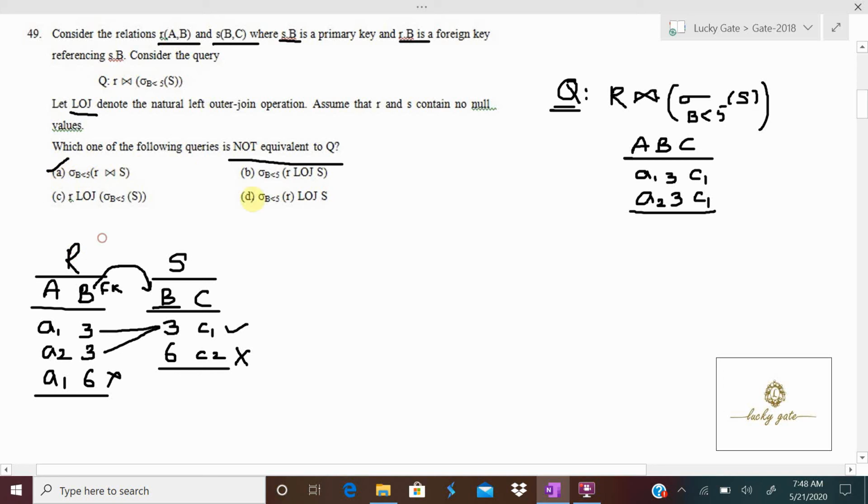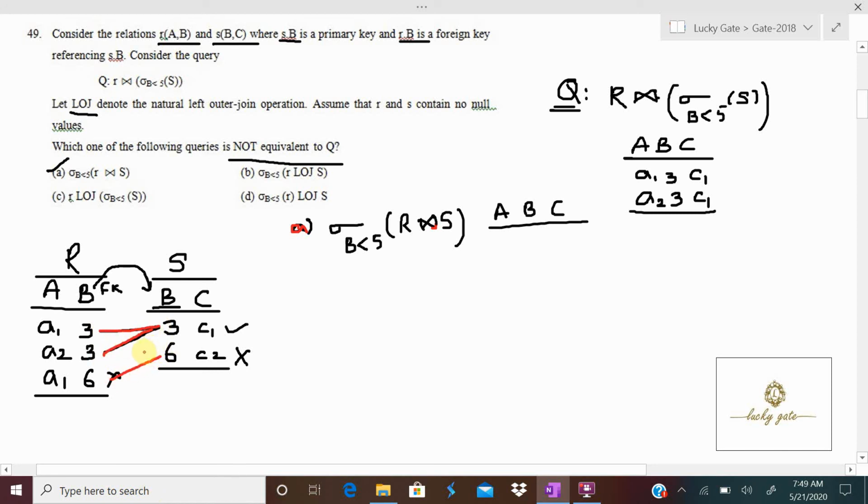So first we'll check option A. Here I'm writing option A clearly: sigma B less than pi of R join S. Now this is going to give the output A, B, C. First it performs a join between R and S. Here I am writing option A in red color. First R join S, this is a natural join between R and S, so the join condition will be B equal to B. So this is 3 equal to 3, this one, and 6 equal to 6.